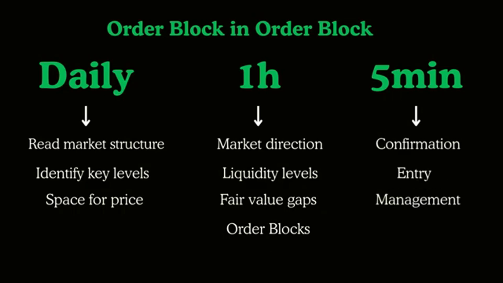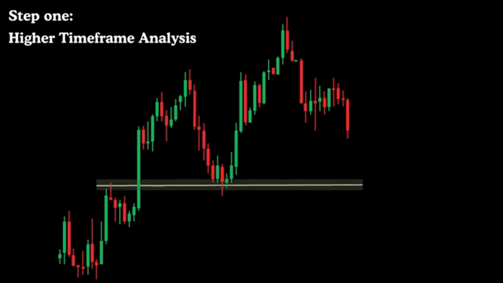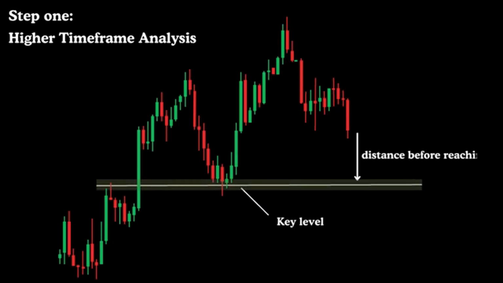Remember, this trading plan is not restricted to any specific chart or time frame. However, it's crucial to use a combination of time frames to analyze market factors and gain a comprehensive view of market conditions. Step 1. Higher time frame analysis. In the higher time frame, our goal is to understand the broader market context so we don't trade blindly on the lower time frame charts. To keep it straightforward, we concentrate on identifying key levels on the higher time frame and evaluating how much space remains before price reaches the next significant level ahead.